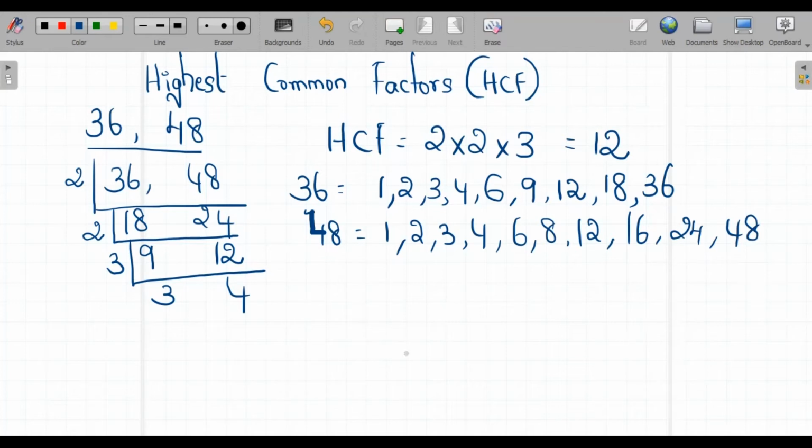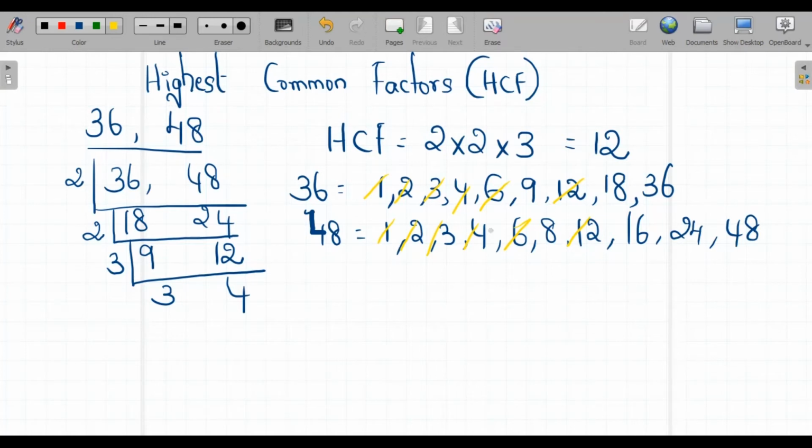Now I have listed all the numbers. I have to start comparing which are the numbers that are common to both. Okay, so in this case let me use an alternate color. So 1 is common to both, so I strike out 1. 2 is common to both, I strike out them. 3 is common to both. 4 is common to both. 6 is common to both. 9 is not common. 12 is common to both. Okay, the rest are all different numbers.